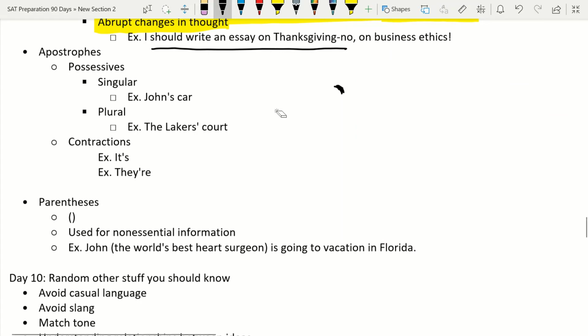All right, next up we've got apostrophes. Apostrophes are pretty simple. Hopefully you're pretty comfortable with them already, but let's quickly cover it. First, possessives. Let's say that we have a singular, for example, John. John is one person, that's singular. We want to show that he owns a car. We add an apostrophe and an S.